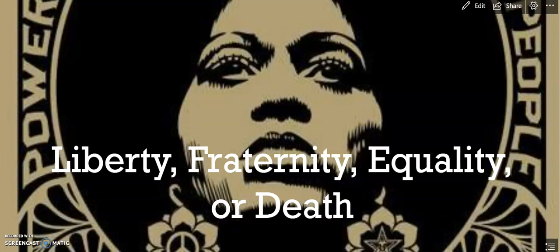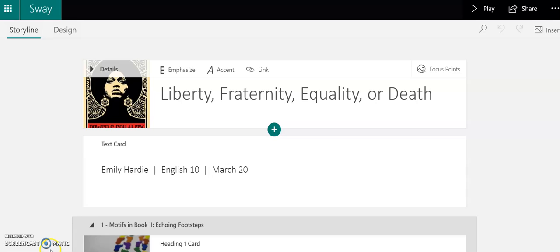Things that you can do when you're using your Sway is to add a title page that provides oomph and sass. Let's take a look at this one. This is a title page for a project on the French Revolution and tying that revolution to other revolutions and civil rights movements throughout time. So you'll notice the title page has an image behind it that offers that connection. Here's how you can do this.